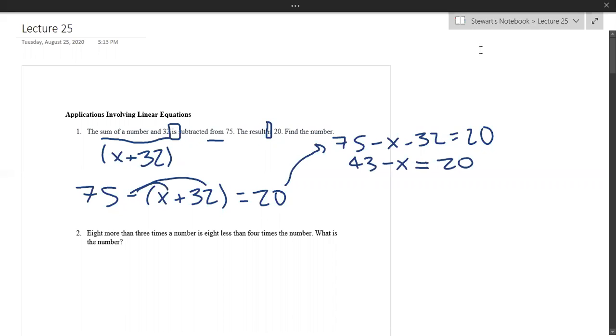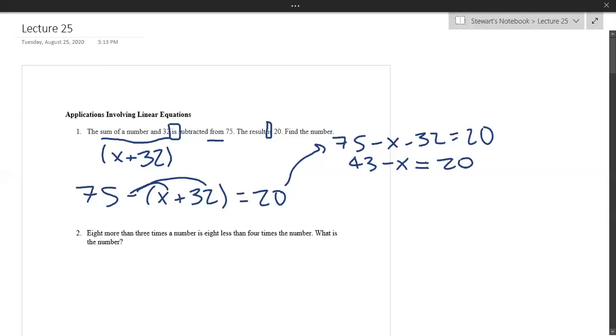And the reason I put it in parentheses here is because it has to stay together. It's a sum that's happening here. And then it says "is subtracted from 75." So we're starting with 75, then we're subtracting this entire sum of a number and 32, and then the result is 20, so it's all equal to 20. Now that we have an expression, we can solve it. We'd start by distributing the negative into the parentheses, so we'd end up with 75 minus x minus 32 equals 20.